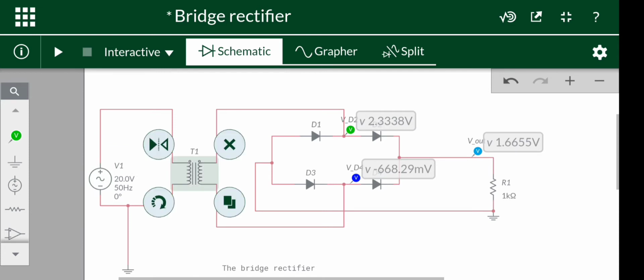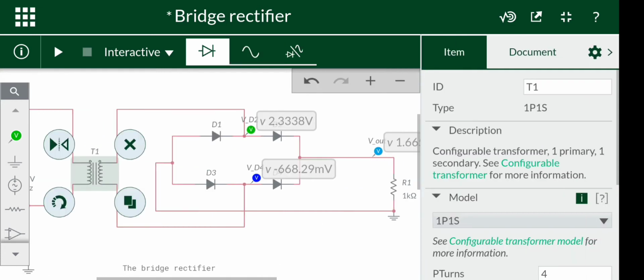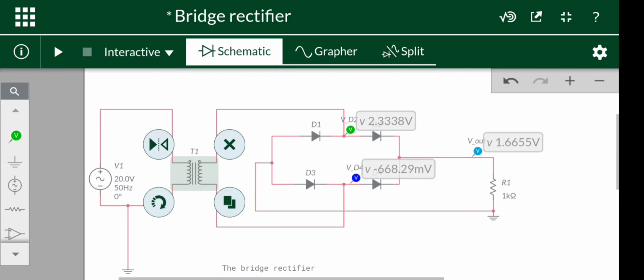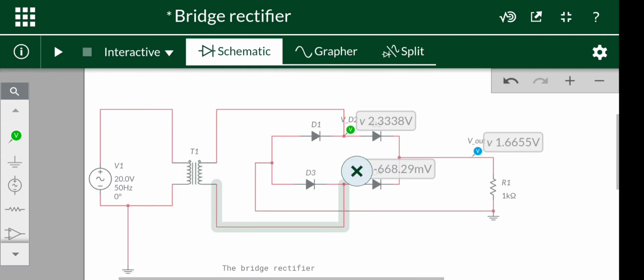The next component is the transformer. You can adjust the turn ratio from this panel. Primary turns are 4 and secondary turns are 1. The transformer is connected to these bridge-connected diodes like this, and these 4 diodes are connected to load resistor R1 of 1 kilo ohm.